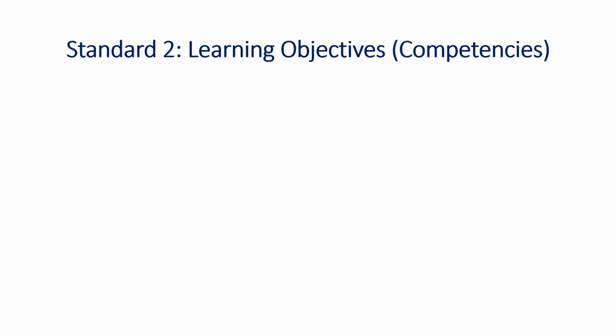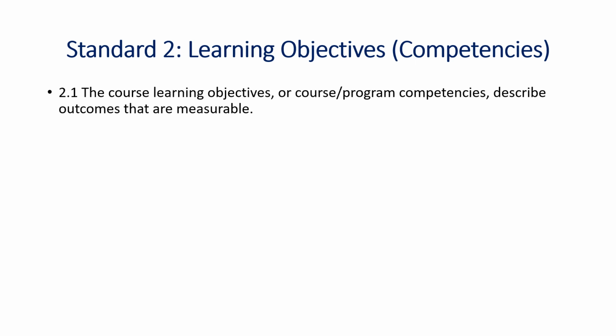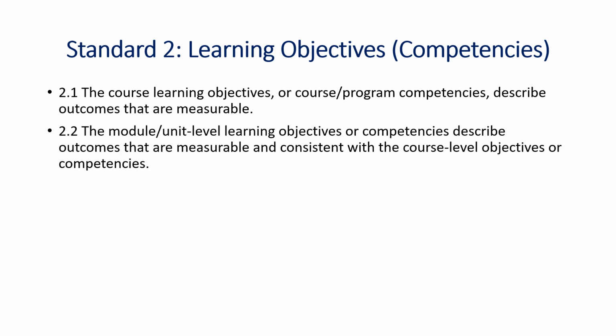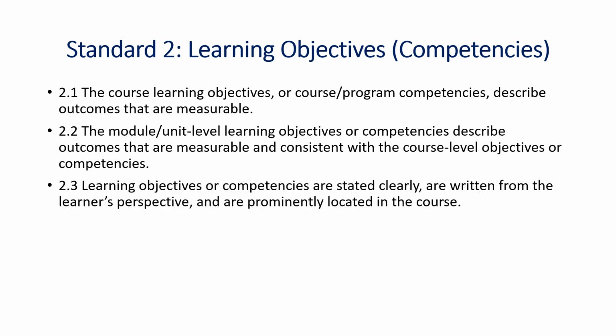Standard 2, the learning objectives or competencies. There are 5 components that you must master in developing your course. First, the course learning objectives or course program competencies should describe outcomes that are measurable. The module or unit level learning objectives or competencies describe outcomes that are measurable and consistent with the course level objectives or competencies. I mean, all of your assignments should be in alignment.